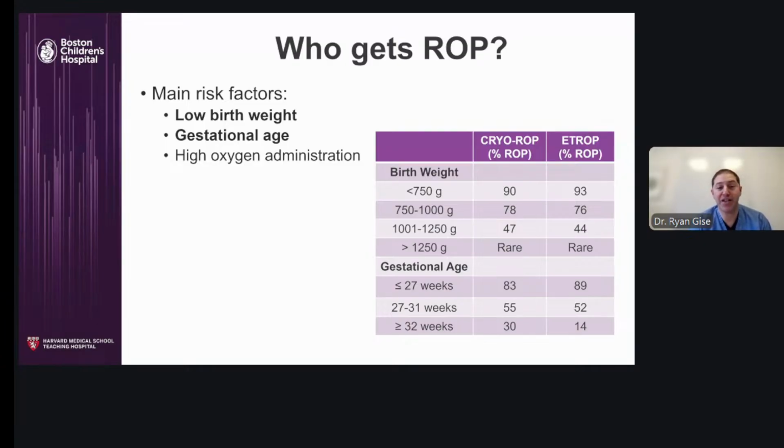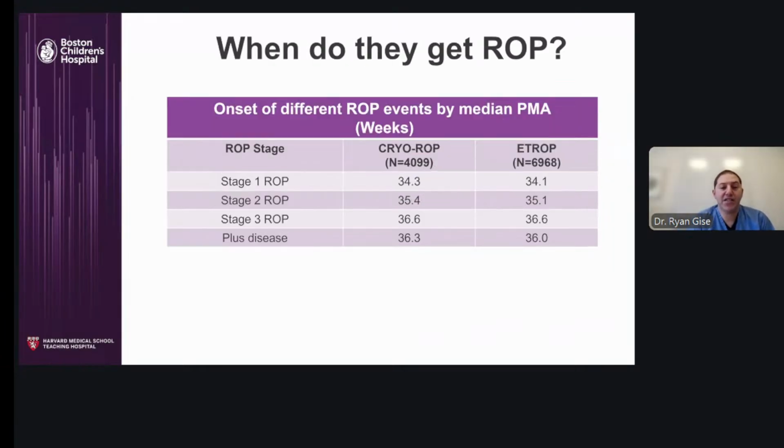At the time of the ET ROP study, less than 27 weeks was a fairly early child. Now in the United States, we're starting to save 22 to 24 week infants. I even have one 21 and 6 week infant who required ROP treatment. So the younger you are, the higher the risk of developing retinopathy of prematurity, and the lower your birth weight, the higher the risk. In terms of onset, in cryo-ROP and ETROP, stage 1 was typically developing around 34 weeks, and treatment level ROP was developing around 36 to 37 weeks.